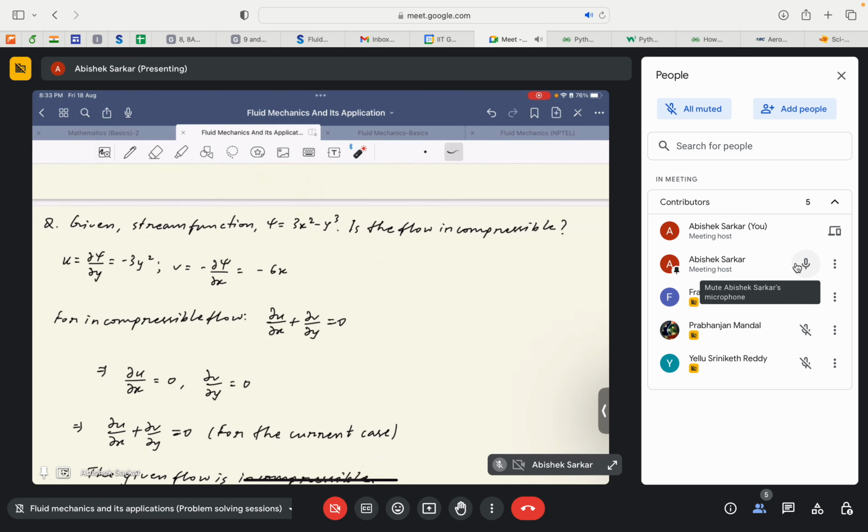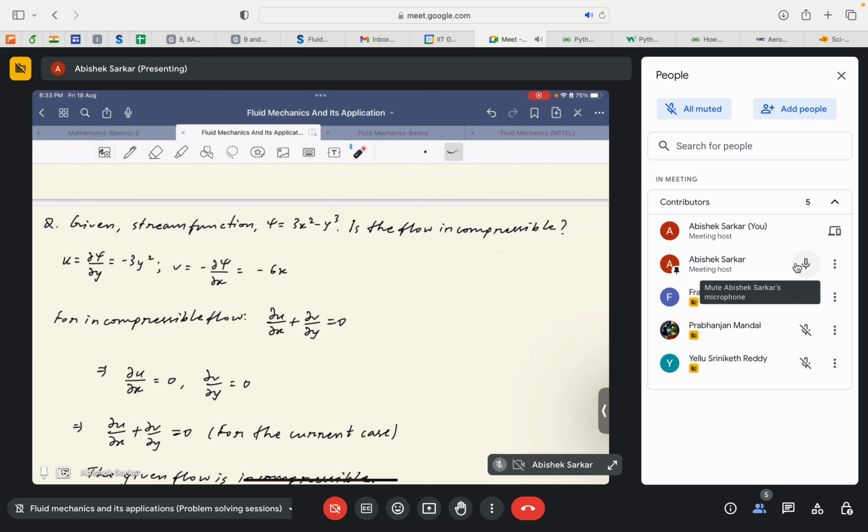So this is one another example dealing with stream function. It is given that the stream function is psi equal to 3x square minus y cube. And we are asked whether the flow is incompressible or not. To do that, we can find out the velocity components.